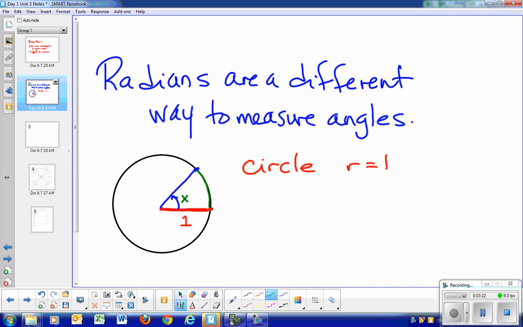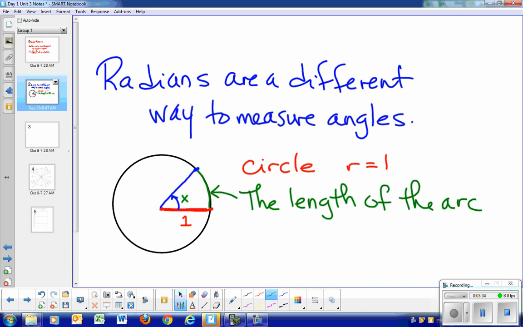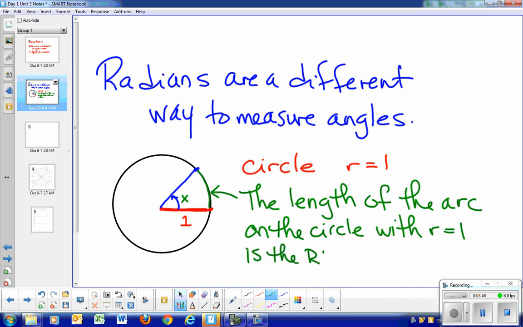Okay, so I'm going to write that down, and then you do it as well, and we'll move on from there, okay? So the length of the arc on the circle with radius 1 is the radian measure of that angle.